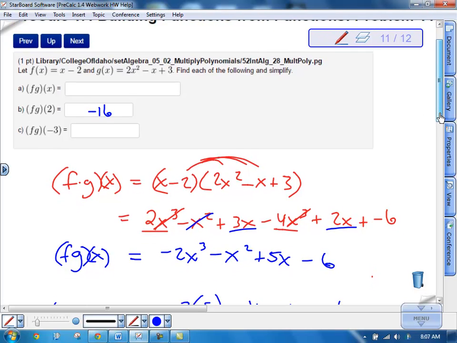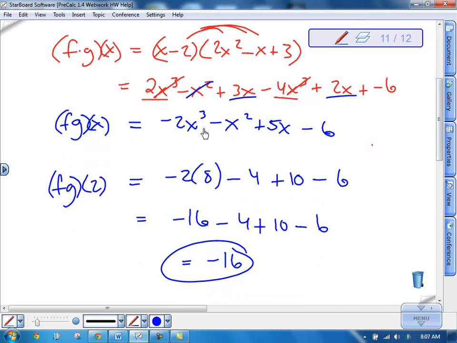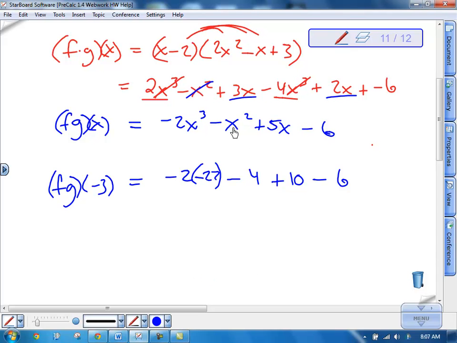And the last thing wants f times g of negative 3. So we go back up and do now negative 3. So negative 3 cubed is a negative 27. Negative 3 squared is a positive 9, and then negative 3 times 5 is a negative 15. And so that can simplify to 54 minus 9 minus 15 minus 6. So that'd be 45. Minus 15 would be 30. Minus 6 would be 24.